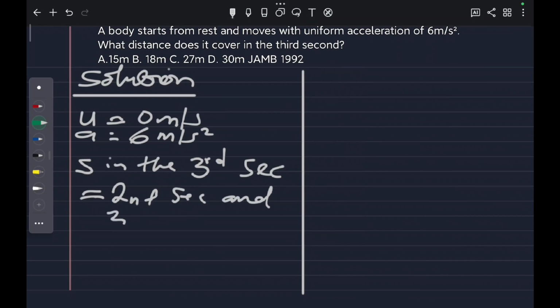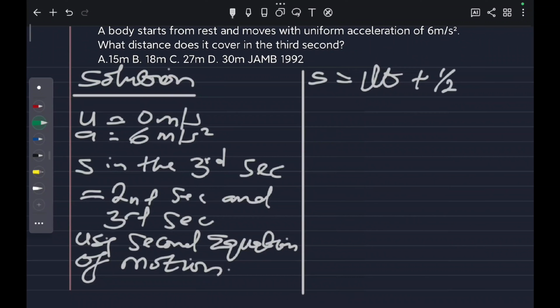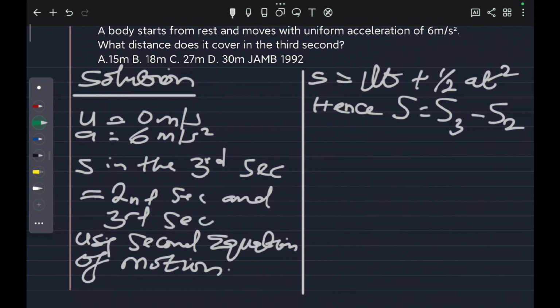I hope you get that. Between the third second and the second second. If that is the case, we can use the second equation of motion. I hope you get that. Because of the distance, we can say S is equal to UT plus half AT squared. This formula suits our parameters so that we now have our distance to be the distance of the third second negative the distance of the second second.